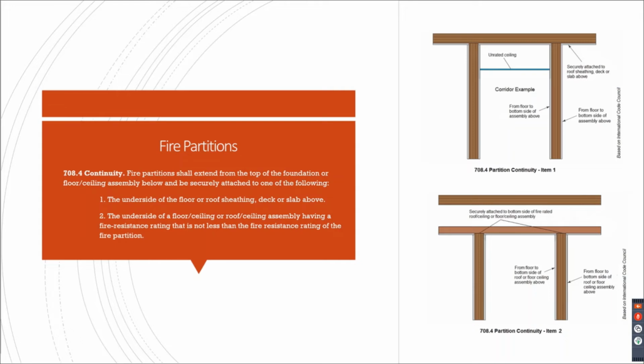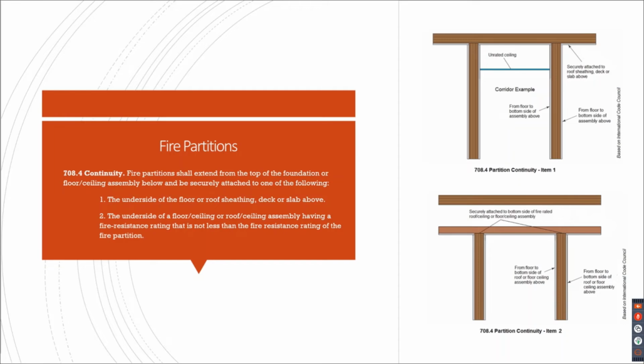So what you might have been used to in the old code, it looks different in today's code, but again, the intent, the meaning is still the same. They just try to clean it up to make somewhat more sense. So your continuity, your fire partition shall extend from the top of the foundation or floor ceiling assembly below and be securely attached to one of the following. Number 1, the underside of the floor or roof sheeting, deck, or slab above. You can see in the visual, it's the top one, item number 1, that matches with number 1 here.